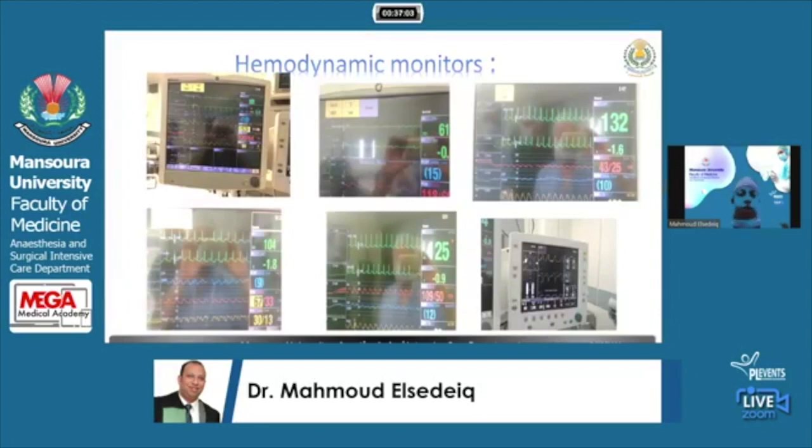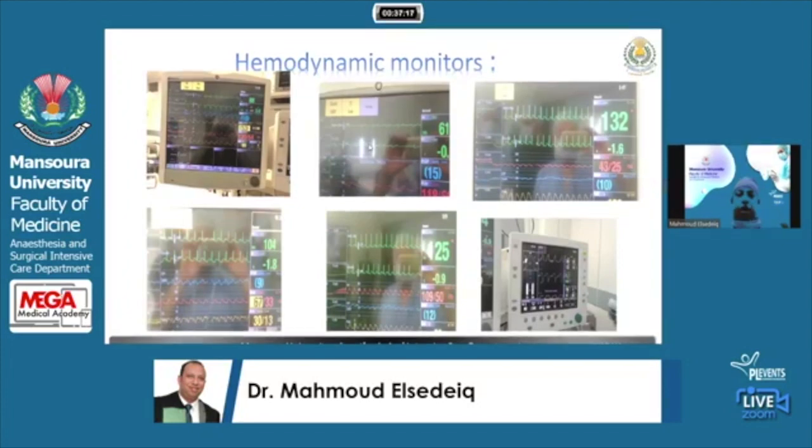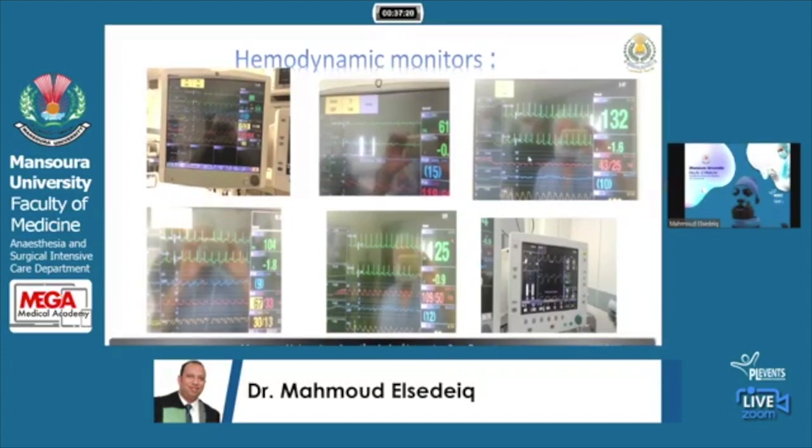Hemodynamic monitoring. This is a monitor. In the first monitor, in the patient with pulmonary hypertension, we found the mean pulmonary artery pressure was 53. The second picture, after application of the retractor in one case, bradycardia occurred. Post-reperfusion, in the third picture the blood pressure decreased, the mean decreased to 34.